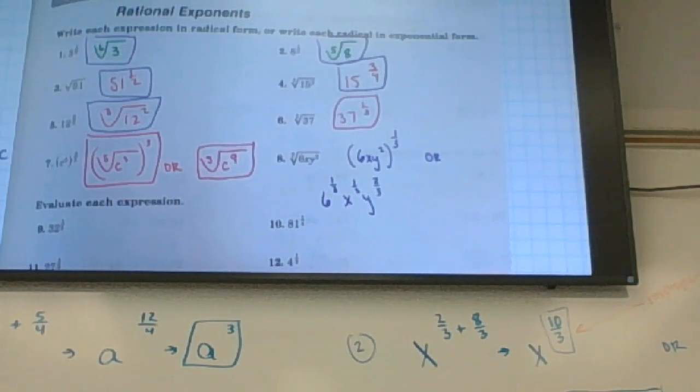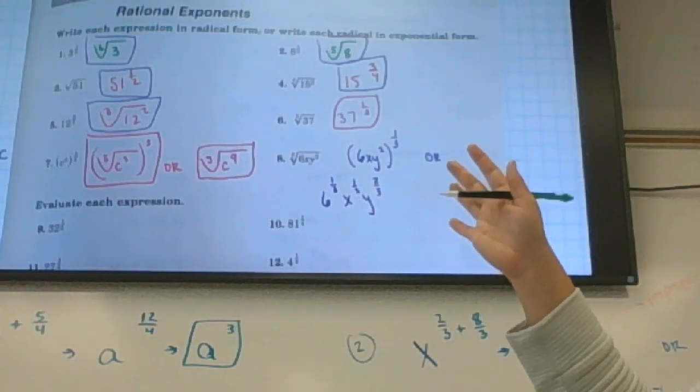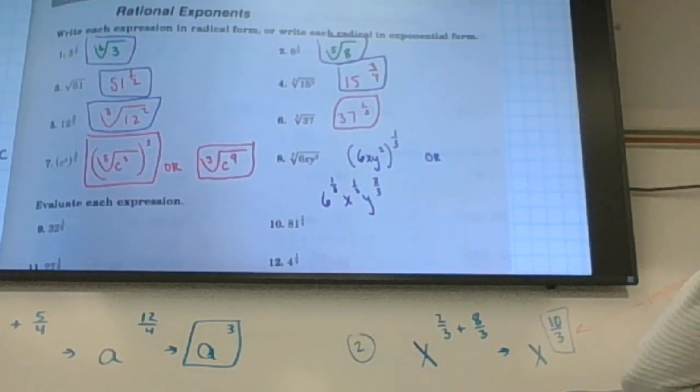Page 87? 89? I mean 88? Okay, page 88 was a lot more difficult. Does anybody have questions on this?